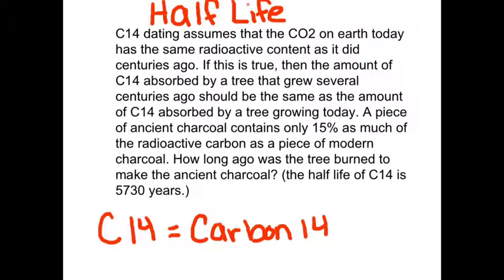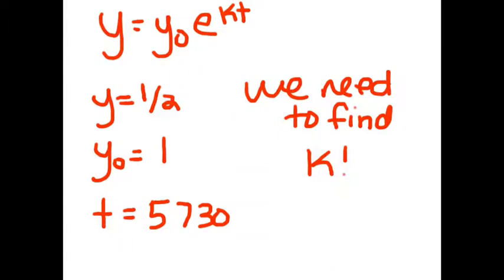Here's a note. The half-life of carbon-14 is 5,730 years. Now we plug in what we know. We know that we want half of the initial value, so y sub naught has to equal 1, and y has to equal 1/2. And since we're given the time of 5,730 years, for only half the initial to remain, we just need to find k. Let's go find k.